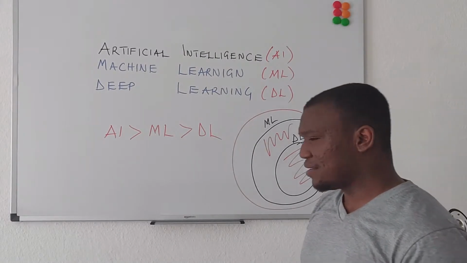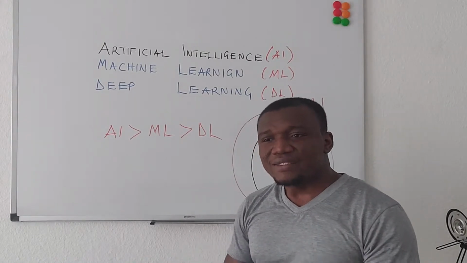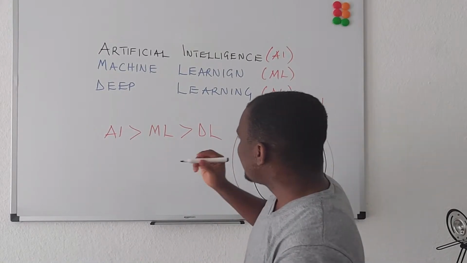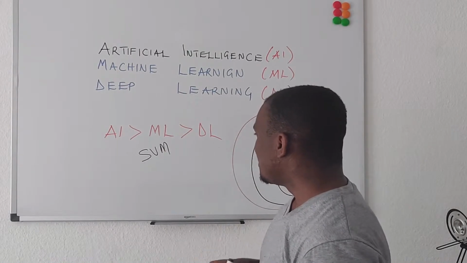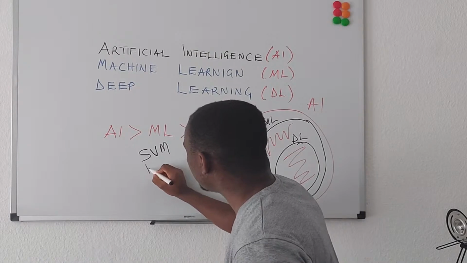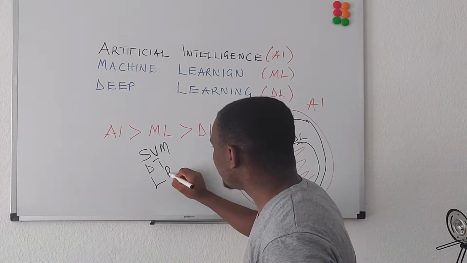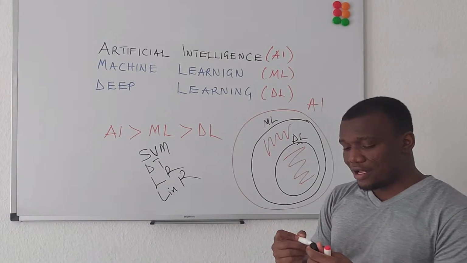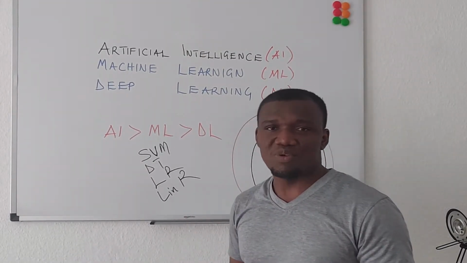When you come to machine learning, we have different types of algorithms for solving different types of machine learning problems. For example, we have things like support vector machines, also known as SVM. We have decision trees, logistic regression, linear regression, and a whole lot of different types of algorithms for solving specific problems.